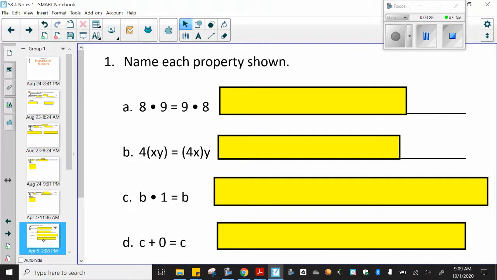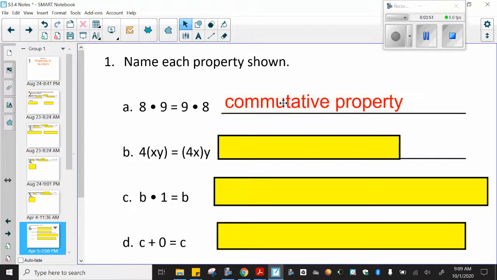Name each property shown. Here we have 4 examples. We're going to talk about which one they are. Example A, we have 8 times 9 equals 9 times 8. The first thing I want to ask myself is, are they the same numbers on both sides of the equal sign? Yeah. Are they in the same order? No. When the order is changed, that makes it commutative. Commutative property.